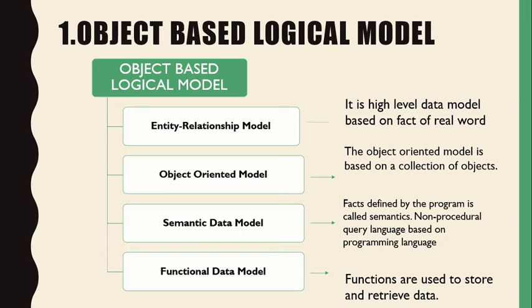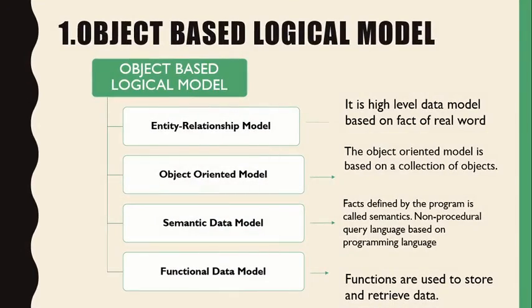The entity relationship model is a high-level data model based on the facts of the real world. This model consists of a collection of basic objects called entities and the relationships among these objects. The object-oriented model is based on a collection of objects. The values stored for an object and its methods are grouped into a logical unit called a class.